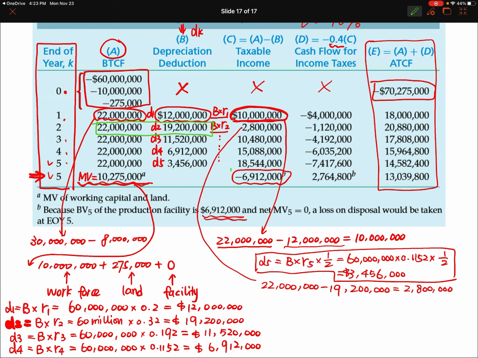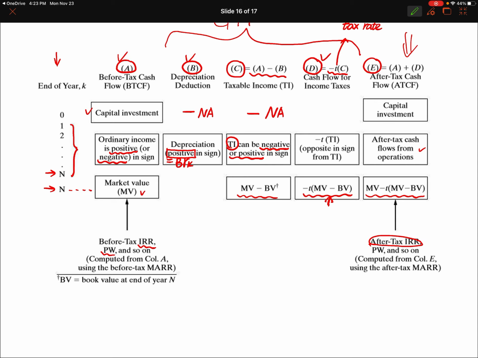Okay, and one thing to talk about is this last row. Why do you have this number? So this last row, if you take a look at this table, it's MV minus BV. Okay, and for this problem, the BV is BV5, right?